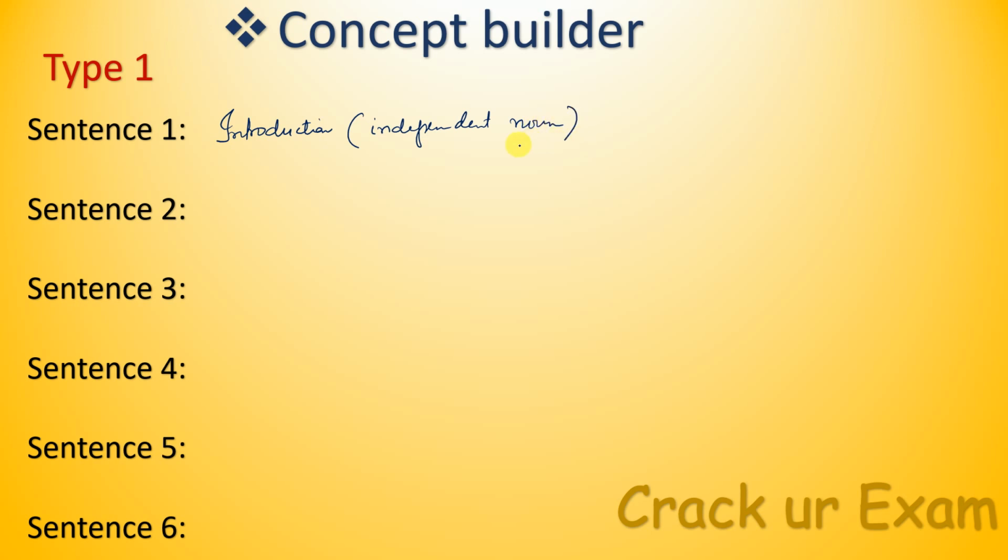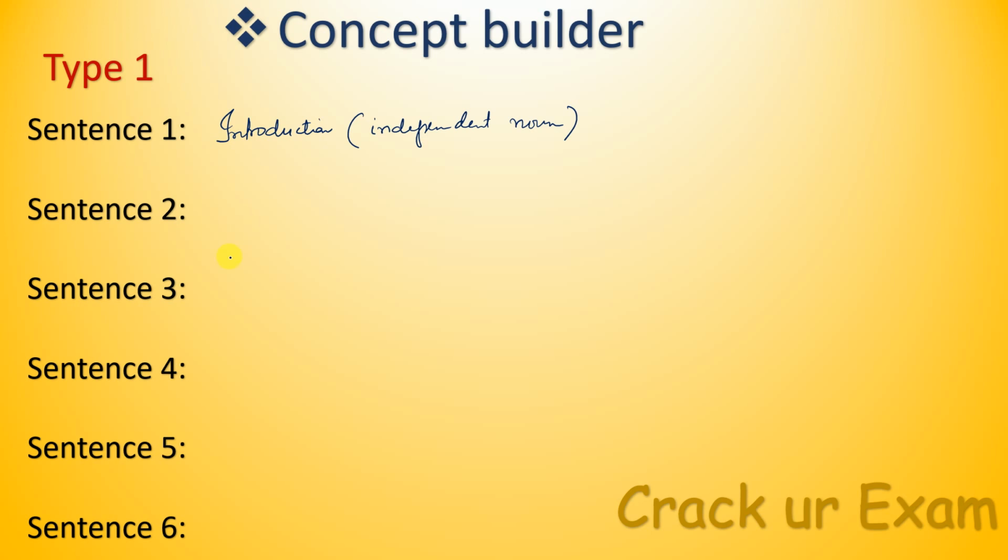Now let me give you an example. Suppose in one sentence you have profit, and in another sentence you have economy. Which one is independent? Does profit come under economy, or does economy come under profit? Definitely profit comes under economy, so profit is a term of economy. Here economy is the independent noun. So whatever passage you are given in your exam, the first sentence must be the introduction.